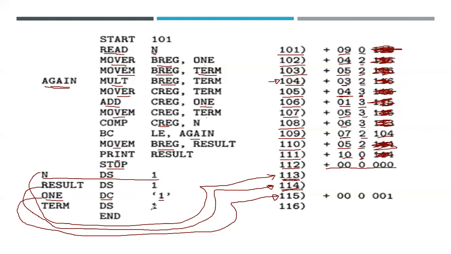Next is term, declare storage 1. So declare storage 1 for term. So term's address is 116. For declare storage, there is no machine language statement, but for declare constant, there is a statement with 0, 0, 0 and the value of that constant. Value of constant is 1. And at the end, statement is there. For the end, there is no statement number.